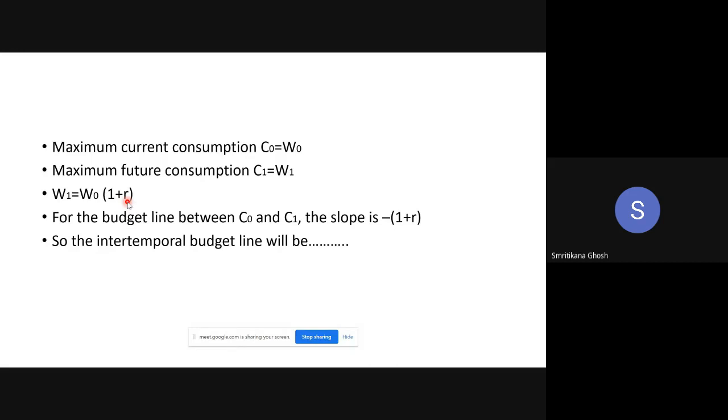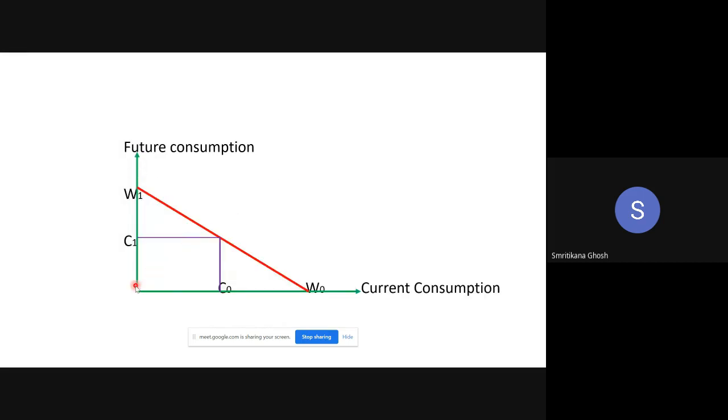Now what we are doing actually, okay, let me show you here. On the horizontal axis, I am measuring the current consumption, and on the future, I will take another 5 to 7 minutes.